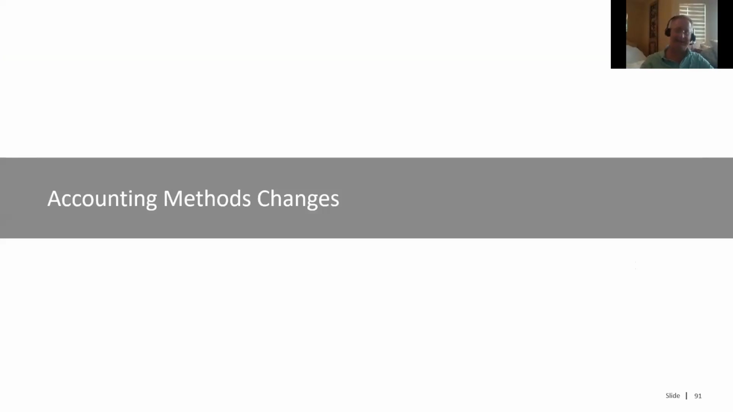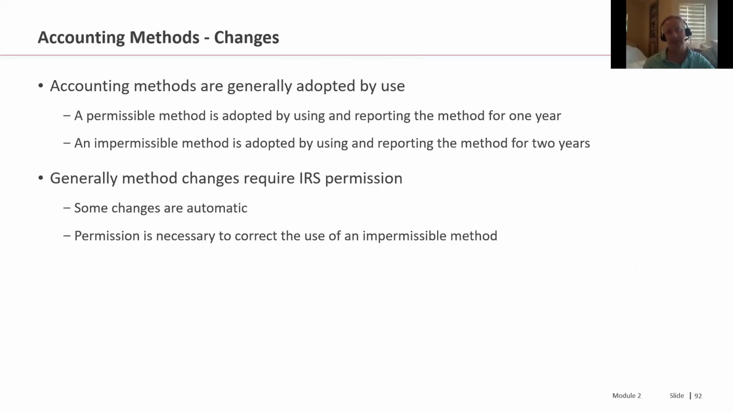All right, one last section in Chapter 9, and then I need to take another 3-minute break, and then we'll come back. So accounting methods are generally adopted by their use, and a permissible accounting method is adopted by using and reporting that method for 1 year.